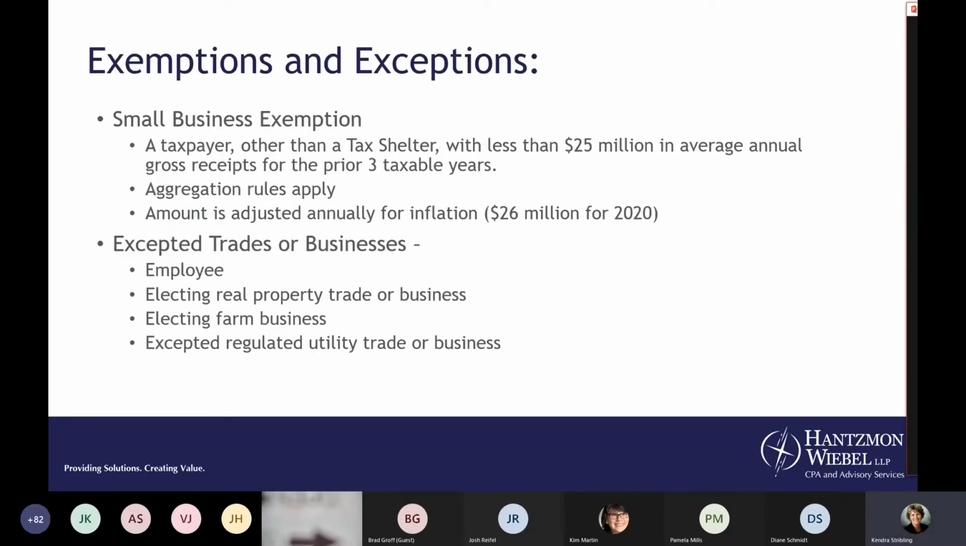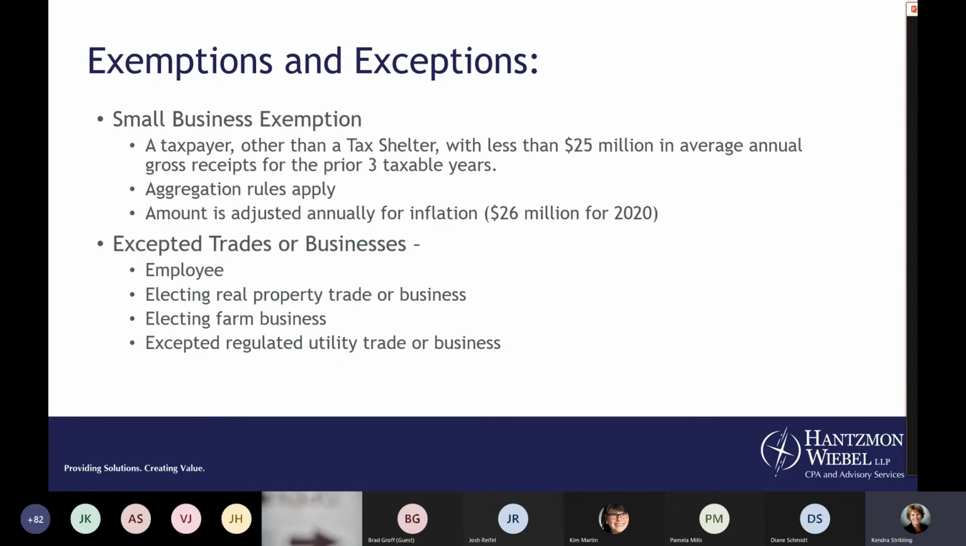There are some exemptions and exceptions that apply. The small business exemption applies to any taxpayer other than a tax shelter with less than $25 million in average annual gross receipts for the prior 3 taxable years. The gross receipts amount is adjusted annually for inflation, so it is $26 million for 2020. Aggregation rules apply when calculating gross receipts.